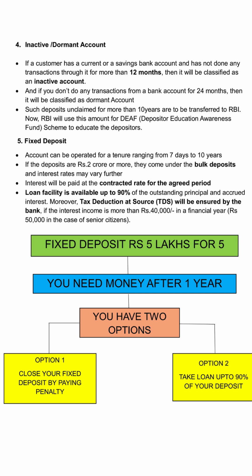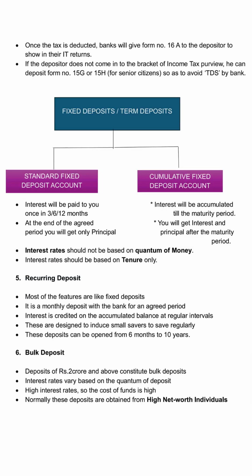Now, if you put a fixed deposit of 5 lakhs for 5 years and you need money after 1 year, then you have two options. One, you can close your fixed deposit by paying a penalty, and the second option is taking a loan up to 90% of your deposit. Once the tax is deducted, the bank will give Form 16A to the depositor to show in their IT returns. And if the depositor does not come under the tax bracket of income tax purview, then he can submit Form number 15G, or 15H for a senior citizen. Now it is called Form 121.